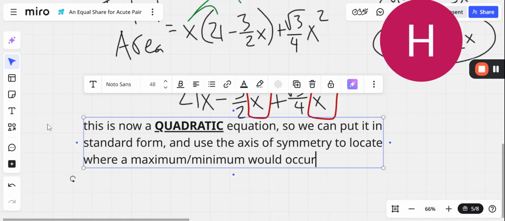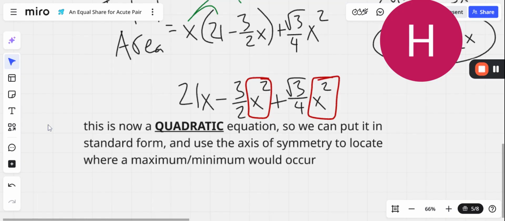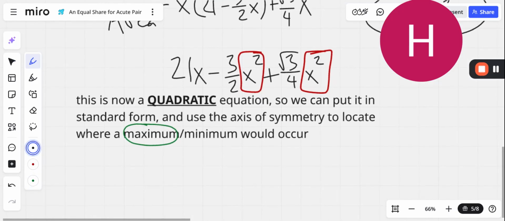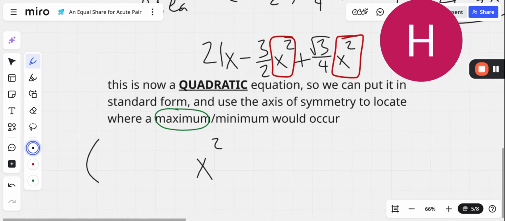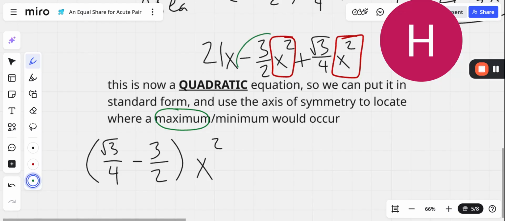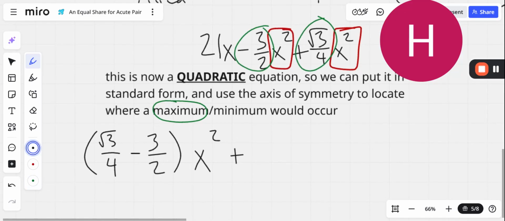And I'm actually going to confirm that this is going to produce a maximum, not a minimum. I'll show you why in just a moment. If we rewrite this with the coefficients of x squared, this would say rad 3 over 4 minus 3 halves. Those are the two coefficients on my x squared. I have a negative 3 halves and a positive square root 3 over 4. And then we have a coefficient of 21 on the x.